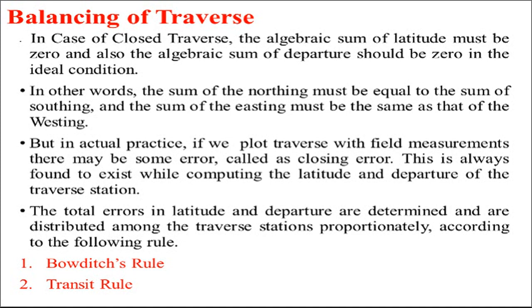But in actual practice, if we plot a traverse with field measurements, there may be some error called the closing error. This is always found to exist while calculating the latitudes and departures of the traverse. The total error in latitude and departure is determined and then distributed among the traverse stations proportionately according to the following rules. The first rule is Bowditch rule and the second one is transit rule or compass rule. We will see these rules one by one.